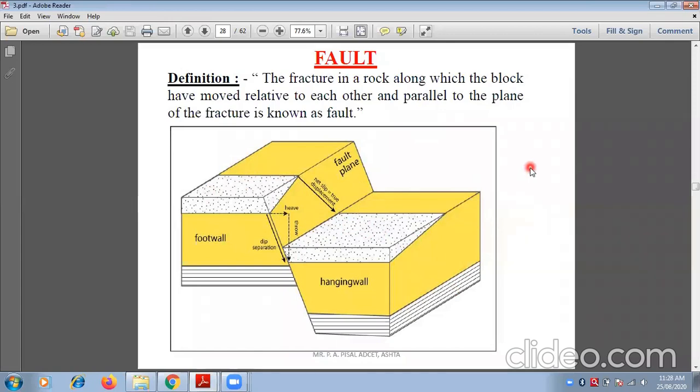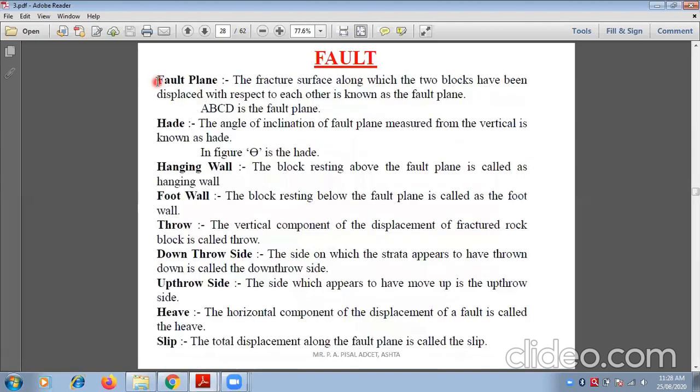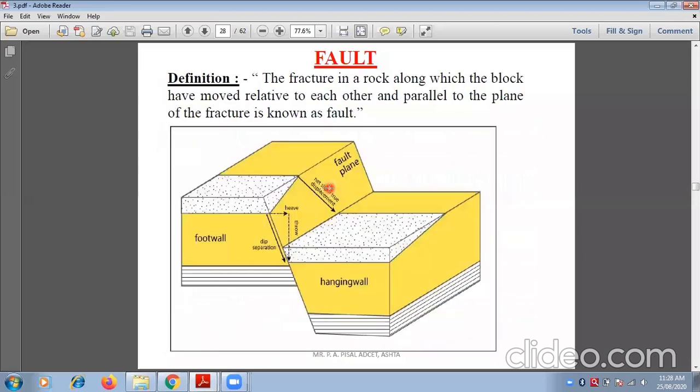Now in the fold, we have seen the different terms used for the fold. Likewise, here also in the fault, there are different terms used for faulting. Which are those important terms? The first term is the fault plane. In the fold, we have seen the axial plane. Likewise, here the fault plane is present.